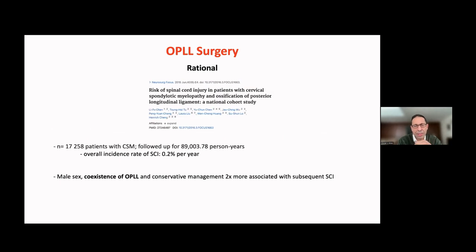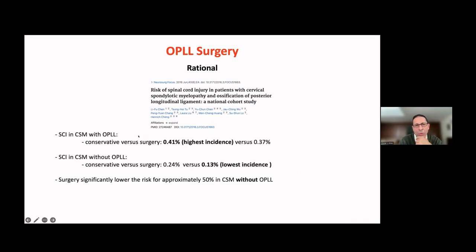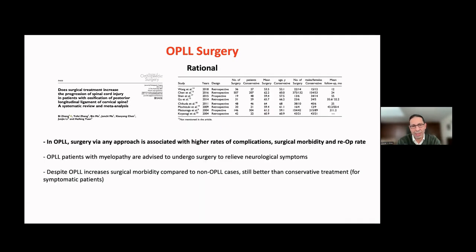Conservative treatment is the situation. The risk of spinal cord injury is 0.2% per year. If you are a male, if you have OPLL and you are managed conservatively, there is an associated higher chance of spinal cord injury. With OPLL, 0.21% conservative treatment versus 0.37 for surgery. If you don't have OPLL, the risk is much lower. So surgery significantly lowers the risk of about 50% of myelopathy, progressive myelopathy in patients without OPLL.